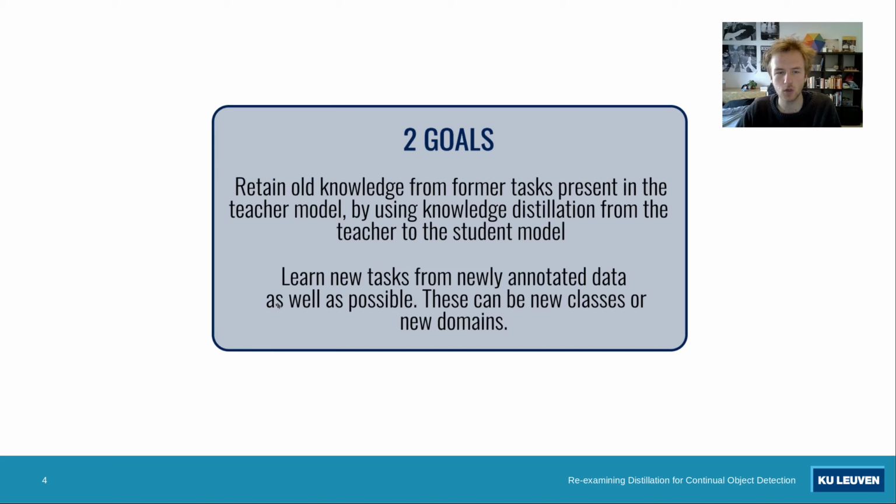So we've actually got two goals. One, we want to retain the knowledge from the old tasks that is present in the teacher model, and we do this by using knowledge distillation at three levels in the Faster R-CNN architecture. Our second goal is to learn new tasks from the newly annotated data as well as possible, without forgetting the previous tasks.